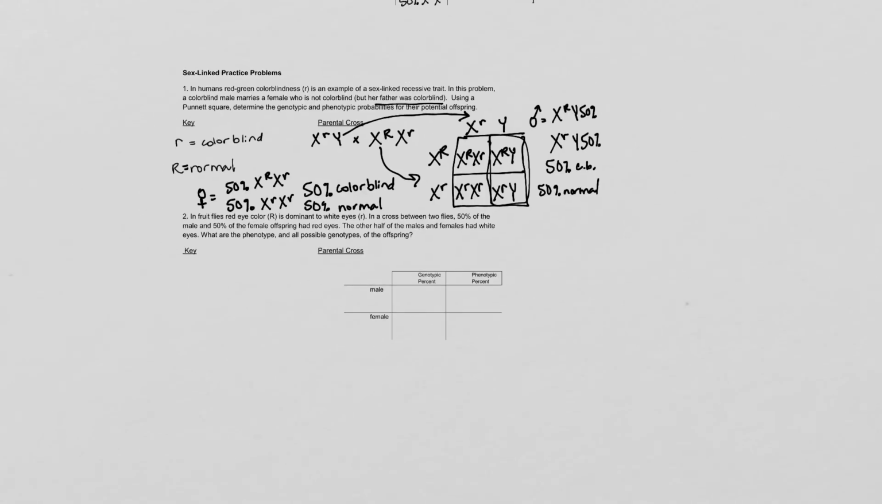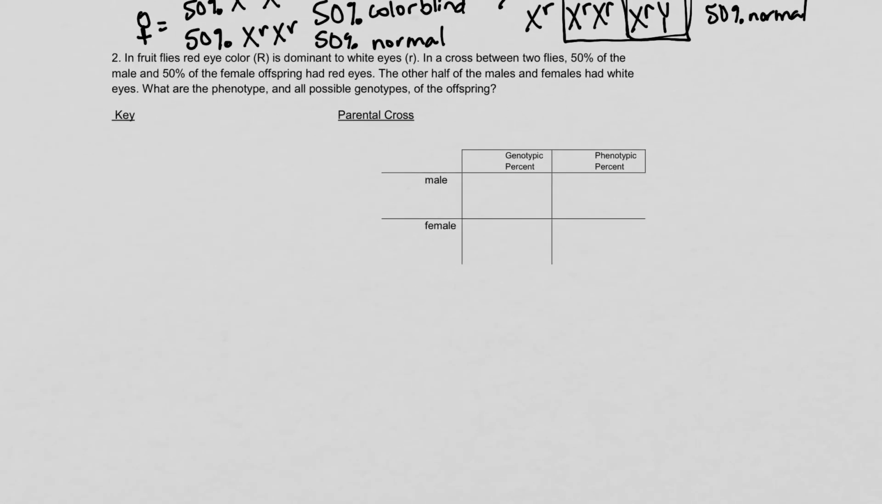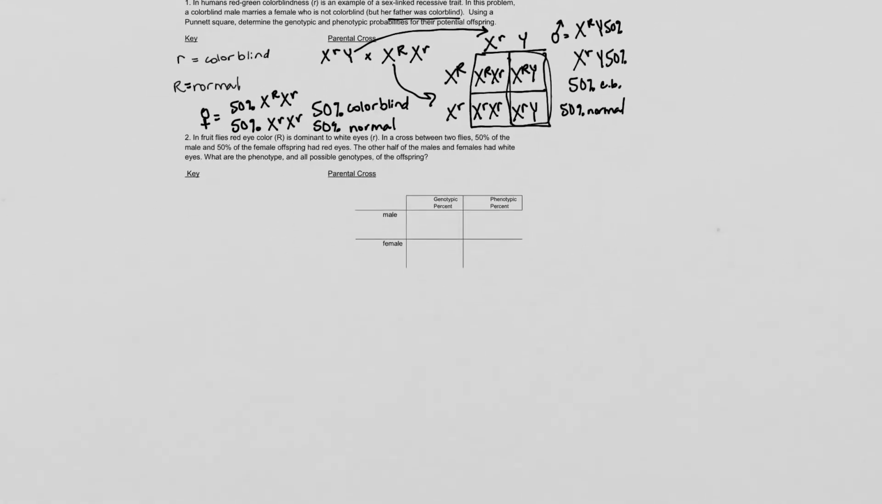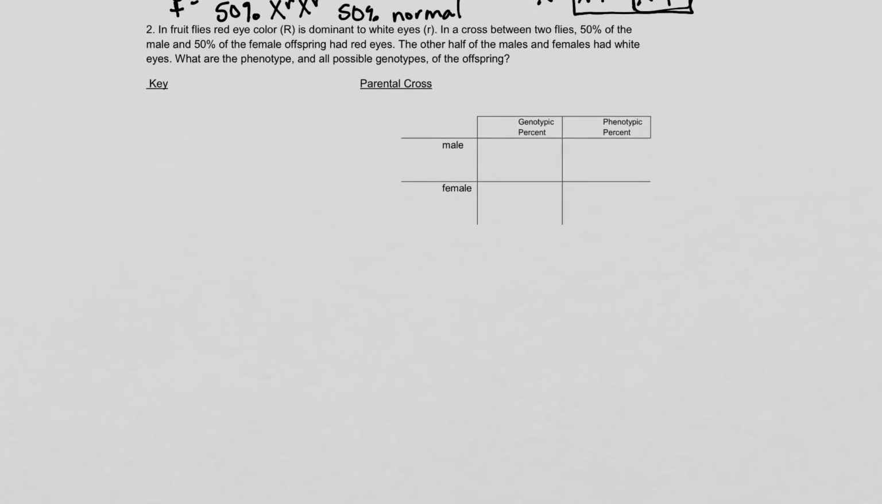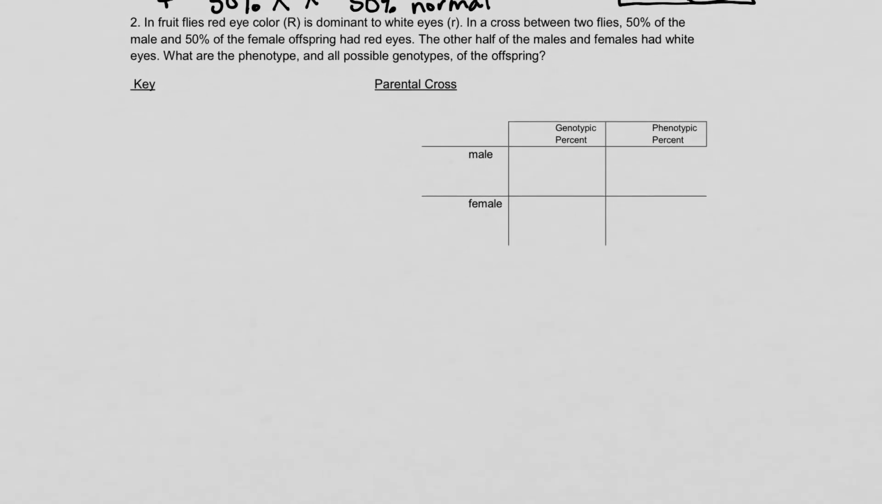All right, the next one. In fruit flies, red eye color is dominant to white eyes. And in a cross between two flies, 50% of the males and 50% of the female offspring had red eyes. The other half of the males and females had white eyes. What are the phenotype and all possible genotypes of the offspring? And it doesn't tell us in the wording that it's sex-linked, but it's still in the sex-linked section, so we're going to go with that.